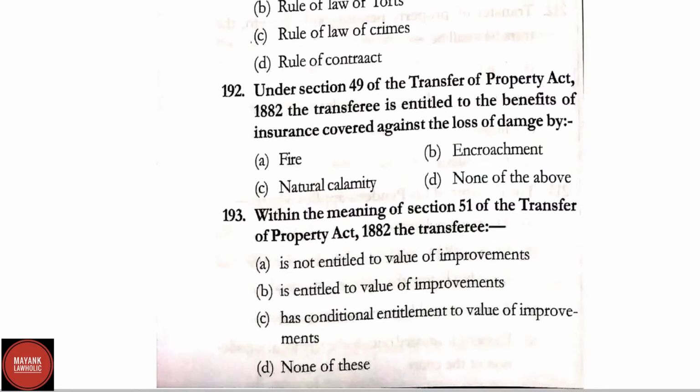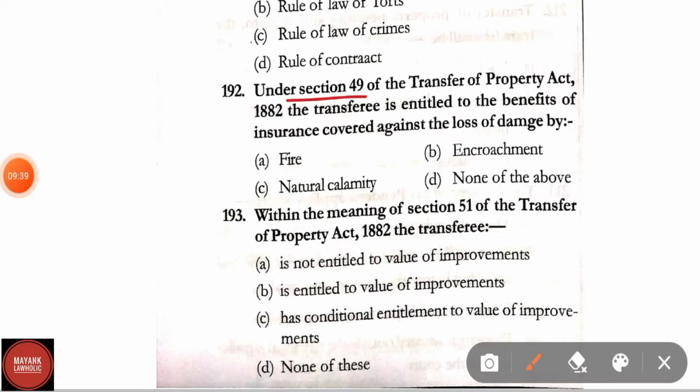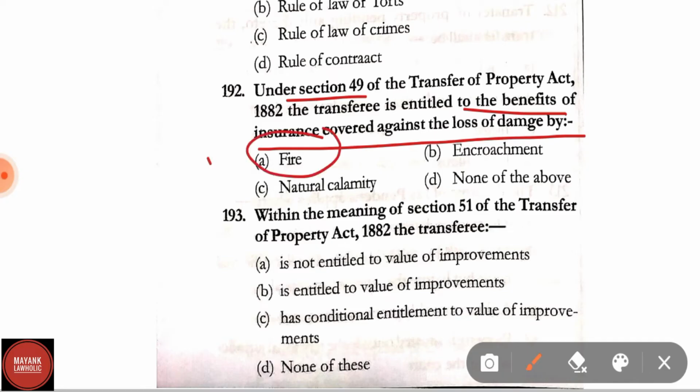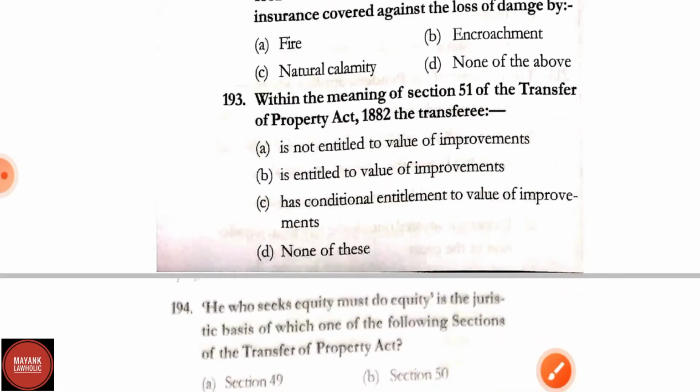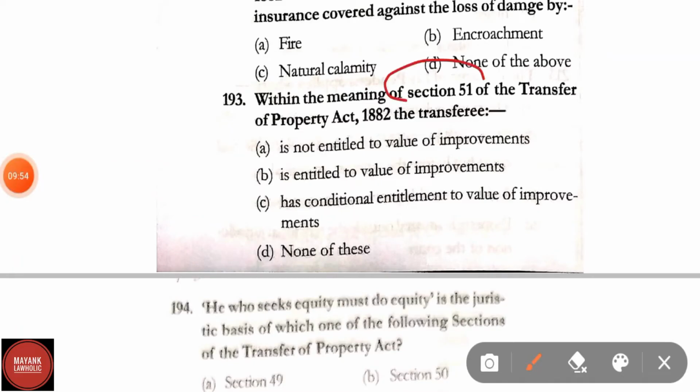Question number 192. Under Section 49 of TPA, the transferee is entitled to the benefits of the insurance covered against the loss or damage by fire, encroachment, natural calamity, none of the above. The correct answer is option A, that is fire. Question number 193. Within the meaning of Section 51 of the Transfer of Property Act, the transferee is not entitled to value of improvements, is entitled to value of improvements, has conditional entitlement to value of improvements, none of these. The correct answer is option B, that is entitled to value of improvements.